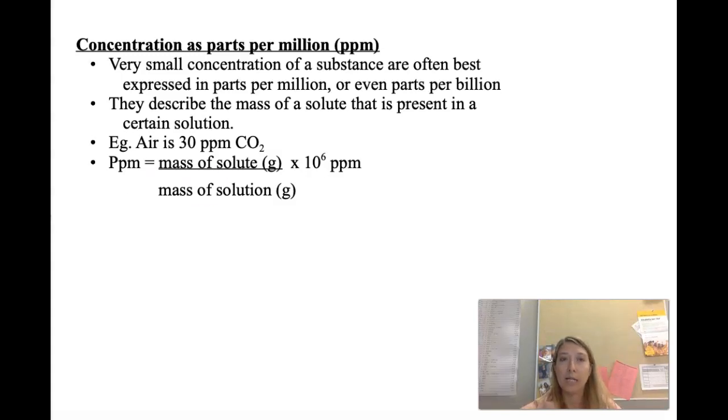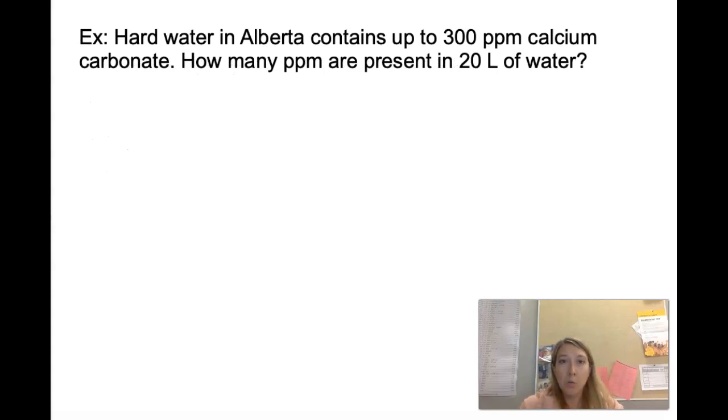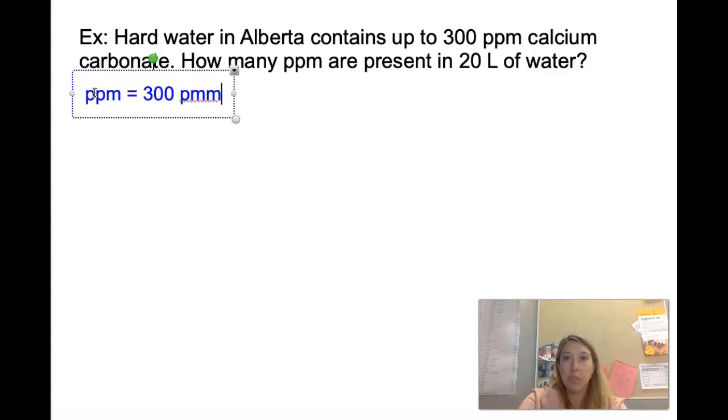So we're looking at an example. Hard water in Alberta contains up to 300 parts per million of calcium carbonate. What this question has given us is the ppm. It tells us that it's 300. So that's one of our givens. Then it says how many parts per million are present in 20 liters of water. So the water is my solution, so the mass of my solution.